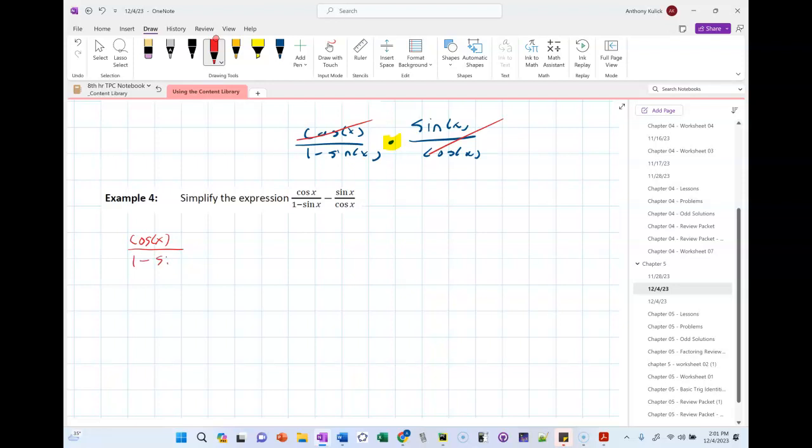So between the denominator 1 minus sine x and the denominator cosine x, what would the common denominator be? One denominator is 1 minus sine x, and the other denominator is cosine x. We need to make a common denominator because we're being asked to subtract two fractions. What would that common denominator be?